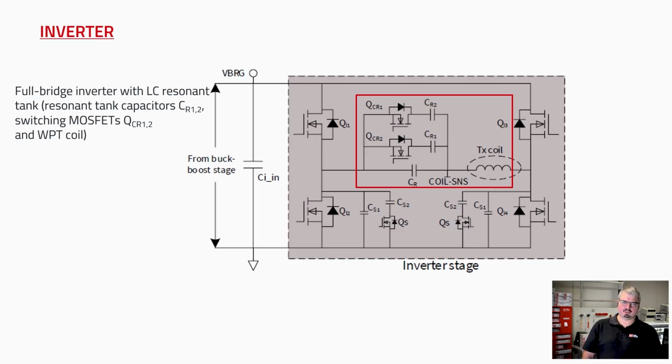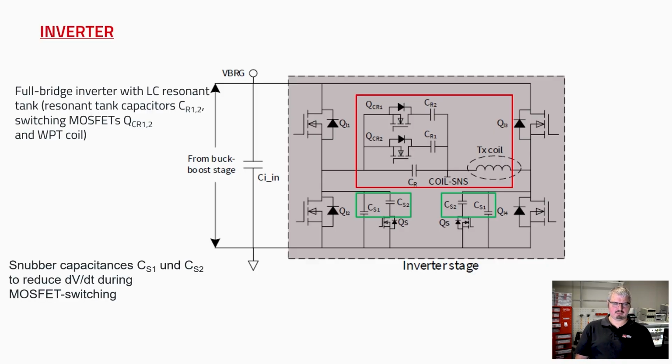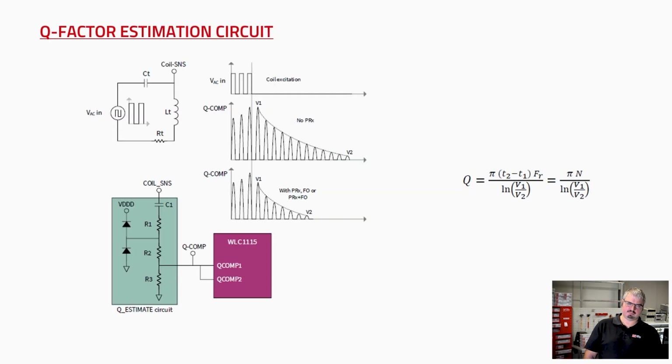So with resonant tank capacitors CR1 and CR2, and the switching MOSFETs Q1 and Q2, and also the wireless power coil. So this I will go deeper into later. And you also need some snubber capacitance, CS1 and CS2, to reduce the MOSFET switching voltage.